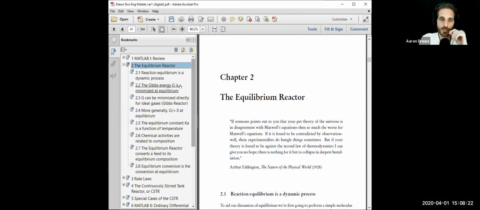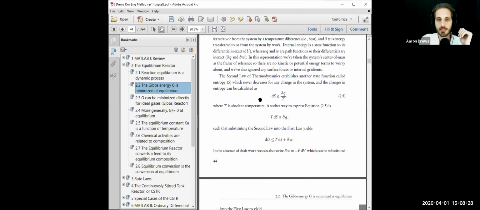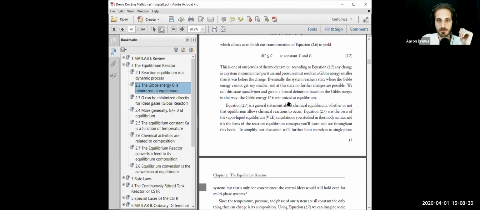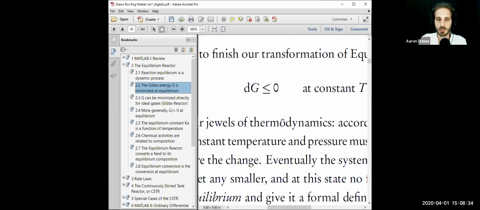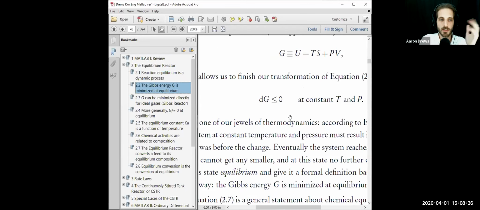The key equation that underlies all of these discussions of equilibrium is this one here, equation 2.7. I'm going to zoom in on that because it's important. It says that for the change in Gibbs energy of formation, if a change is possible, that change will result in the Gibbs free energy going down.